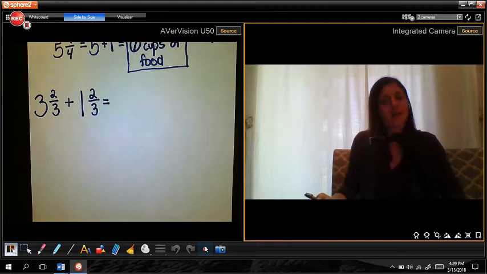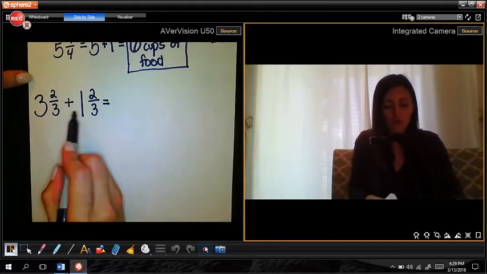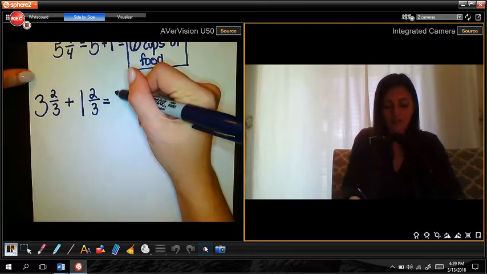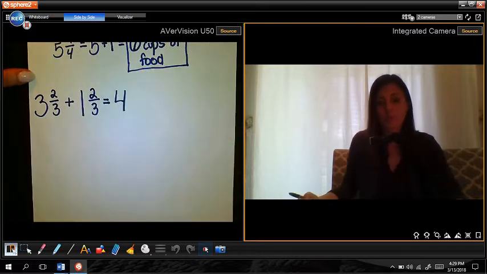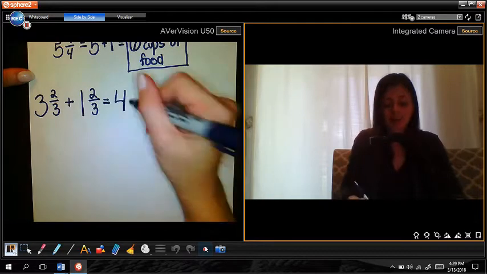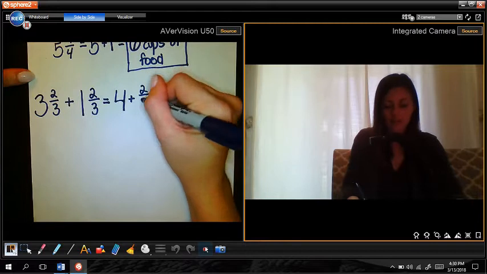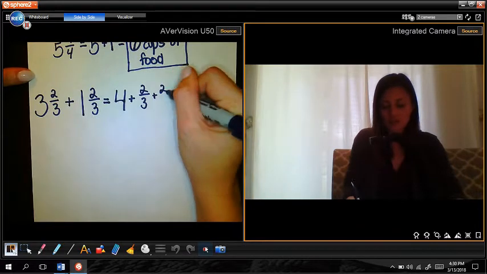And because they're mixed numbers, we know we want to start with the whole number. So I'm going to start with 3 plus 1. 3 plus 1 gives me 4. Then I'm going to add in my fractions. So I'm going to add in 2 over 3 plus 2 over 3.